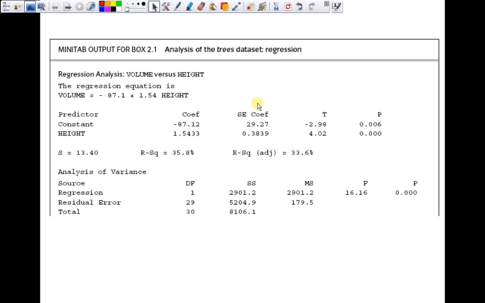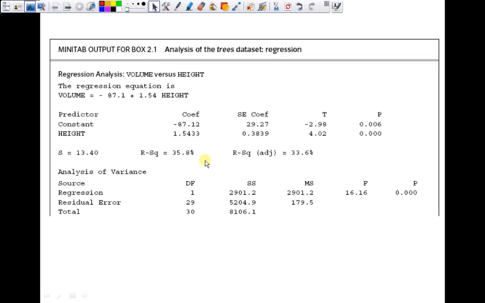And remember, if the slope is not equal to 0, we're saying there is some type of relationship between height and volume of a tree, and that makes sense in this example. Okay, the taller a tree is, the more volume you're going to have. This number, S, 13.4, represents the sample standard deviation of the residuals. In other words, if we took all of our residuals and took the standard deviation of those residuals, that's the number we get. So that's an estimate of the true standard deviation of all of those residuals in the population.